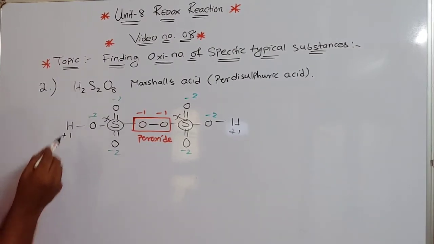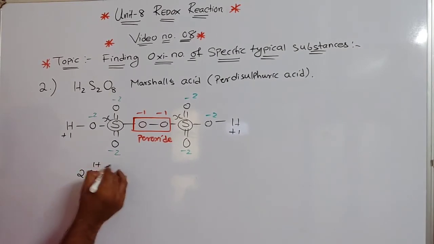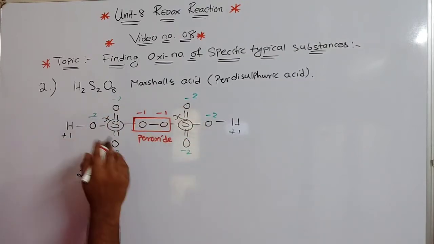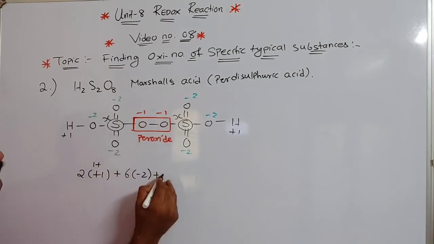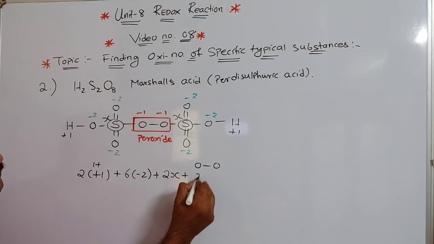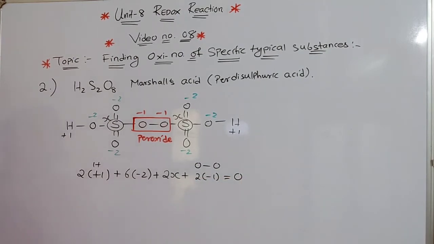So first we will write for hydrogen: 2 into +1. Then I will write for oxygen. These are -2, so total 6 are there, so 6 into -2. Then I will write for sulfur. 2 are there, so 2x. Then for the peroxide oxygen, that is 2 into -1, is equal to 0.